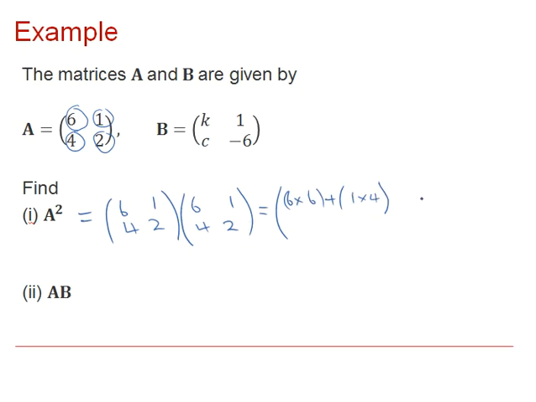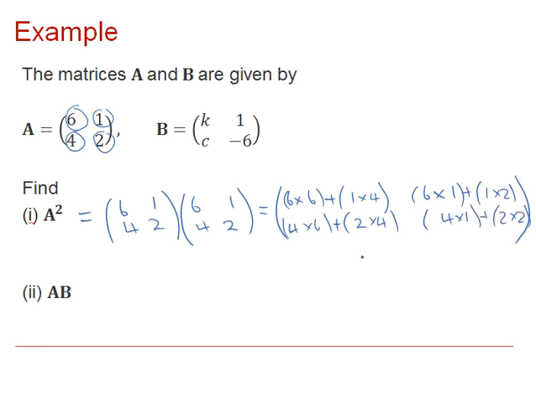Moving along then, first row times second column, you would have 6 times 1 plus 1 times 2, 4 times 6 plus 2 times 4, and 4 times 1 plus 2 times 2. That would then give you 40, 8, 32 and 8.